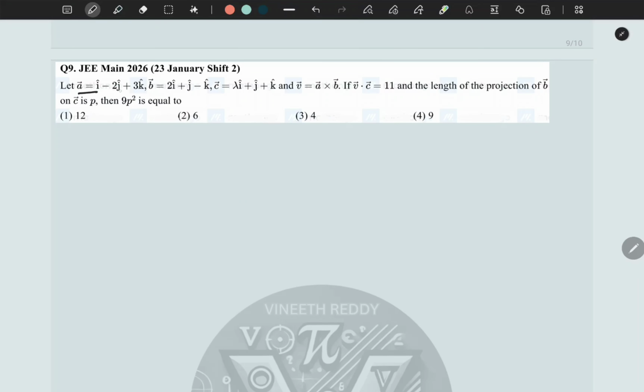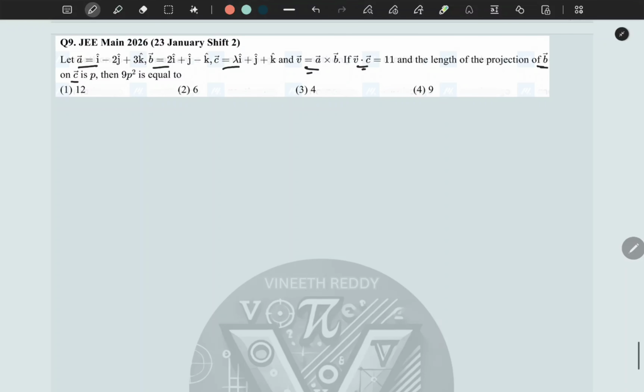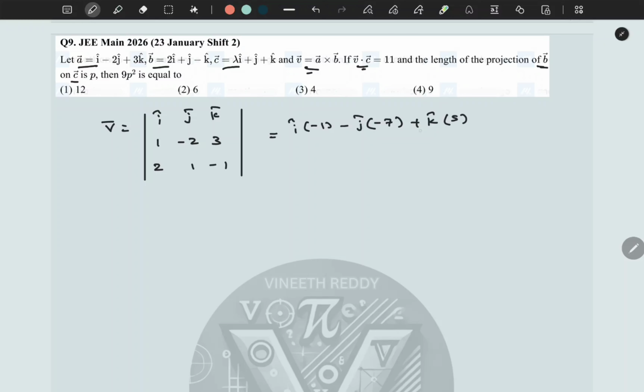Next question says vector A is given, vector B is given, vector C is given. I think a vector V we can definitely find as A cross B. V dot C is 11. Then we get the value of lambda, and length of projection of B on C is P. I think this is a fairly simple question. So procedure based, we will first find vector V. That will be the determinant of i, j, k; 1, minus 2, 3; 2, 1, minus 1. Correct? So we get i cap into 2 minus 3 is minus 1, minus j cap into minus 1 minus 6 is minus 7, plus k cap into 1 plus 4 is 5. So we get minus i cap plus 7 j cap plus 5 k cap. So this is vector V.